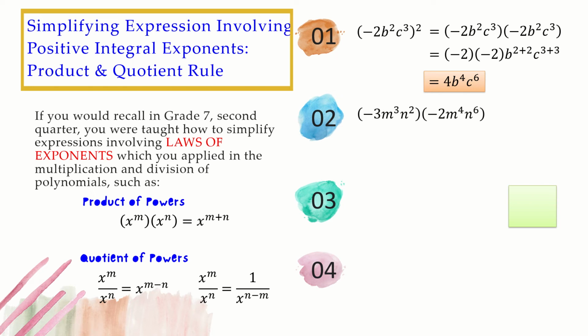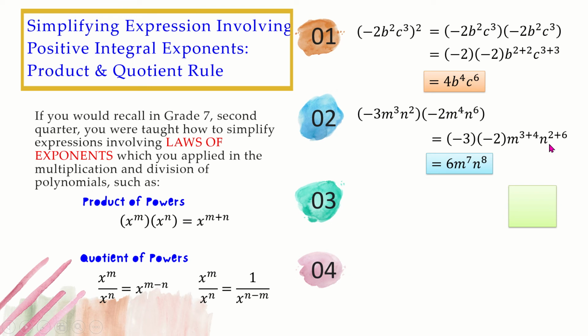Second example, the product of two monomials. Example number 1 is also considered a monomial. So the product of two monomials. The first monomial, negative 3m cubed n squared times negative 2m exponent 4 n exponent 6. What will be the result? So we multiply negative 3 and negative 2. Then we add the exponents of m, which is 3 plus 4, and we add the exponents of n, which is 2 plus 6, then copy the same bases m and n. Next is to multiply negative 3 and negative 2, so that is positive 6. We add the exponents of m, which is 7. So m exponent 7.